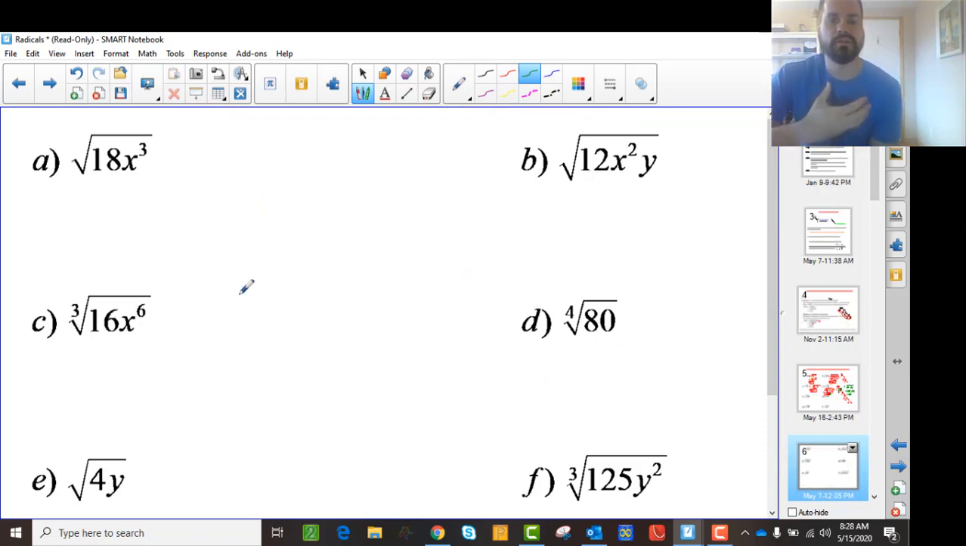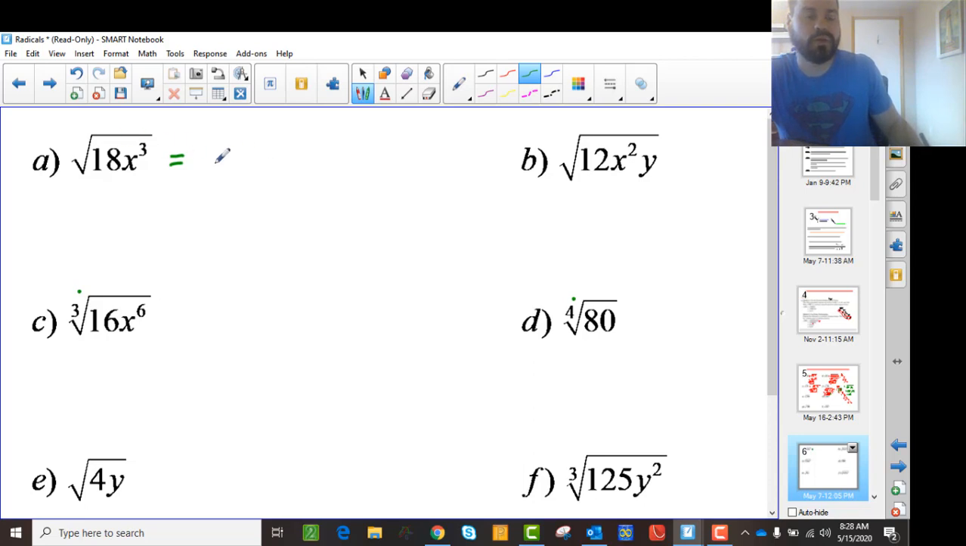Now, what happens when we throw in variables? Okay, because that is another possibility. Or what happens when we change the index? So you notice now I've got an index here that's 3 and an index here that's 4. So we have to look at a couple of things when we're doing this.